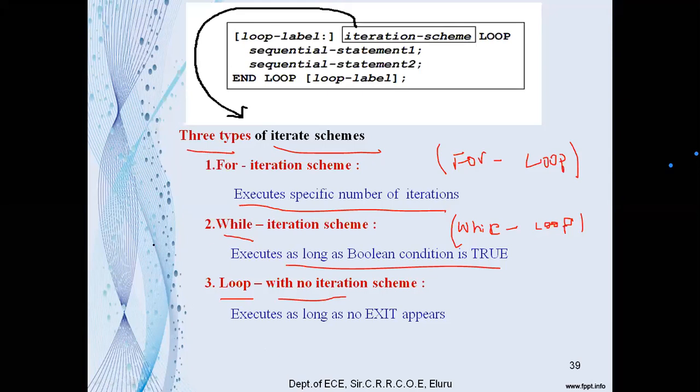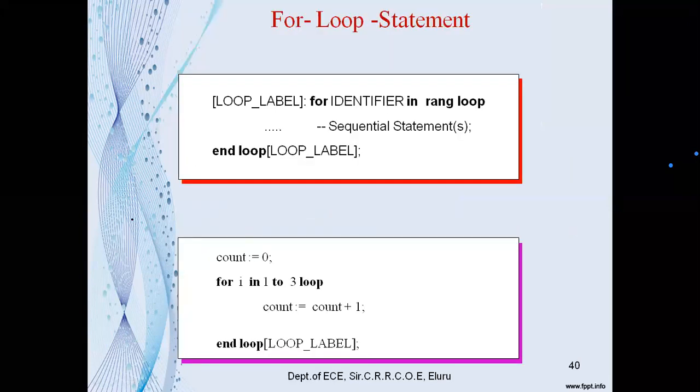Do you understand the three types of iterations here? The loop has three forms, or there are three types of loop statements in VHDL: for loop iteration scheme, while loop iteration scheme, and loop with no iteration scheme. We will discuss them separately. Do you get this point? Remember that for the loop in VHDL, we have three iteration schemes, because based on that only the syntax will change. Now we will move on to the for loop statement.